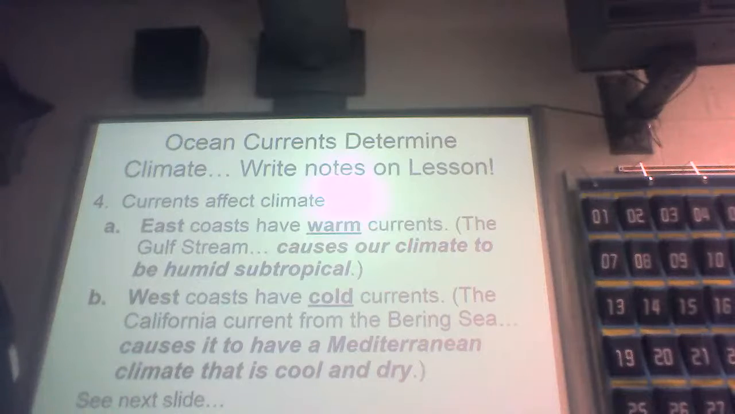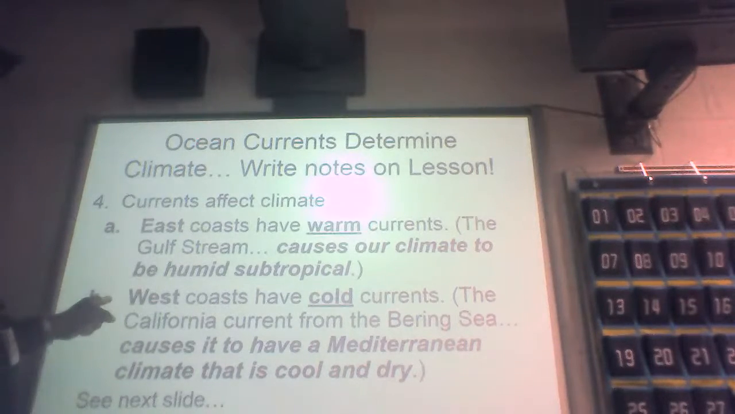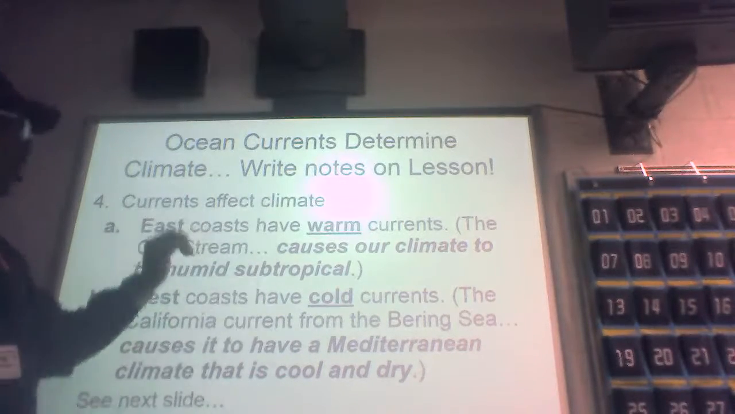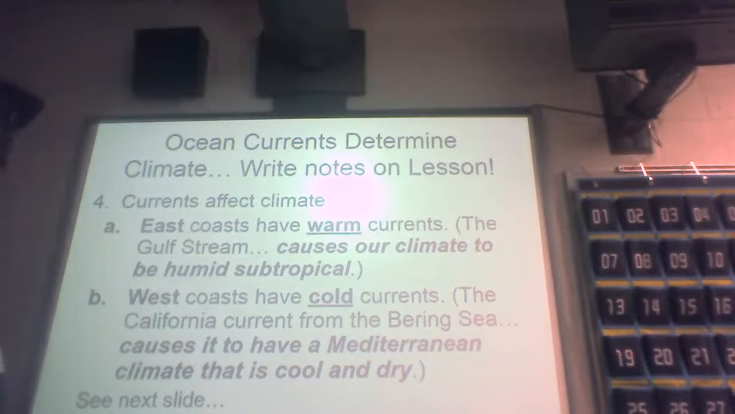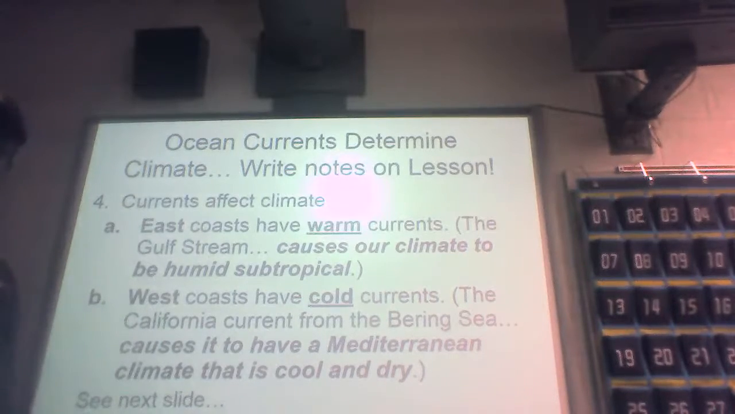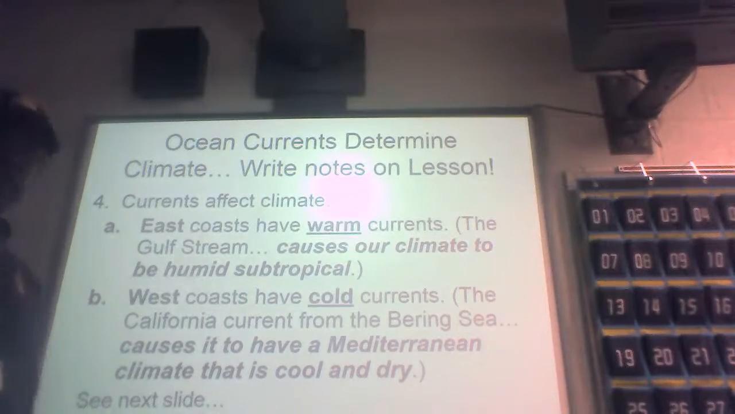Our climate is humid, subtropical here on the East Coast where we live. Now, on the West Coast, they have cold currents. We have warm on the East Coast. They have cold currents on the West Coast. And because those currents are cold, they have what we call a Mediterranean climate. Okay? In a Mediterranean climate, it is cool and dry. Cool and dry in a Mediterranean climate, warm currents in a humid subtropical climate.